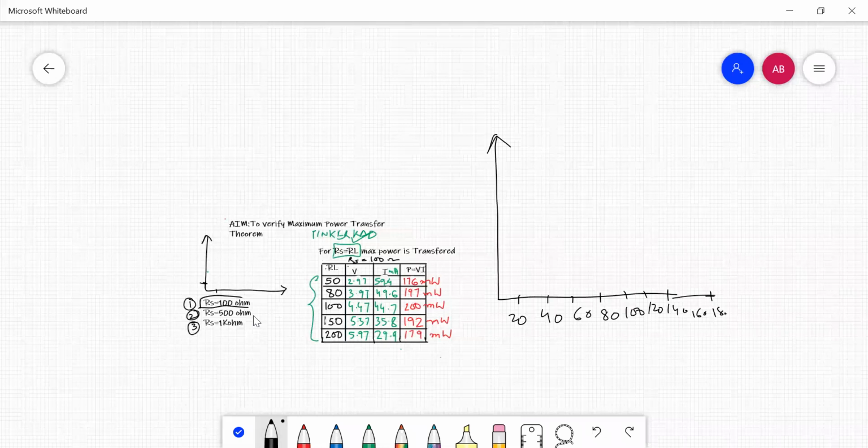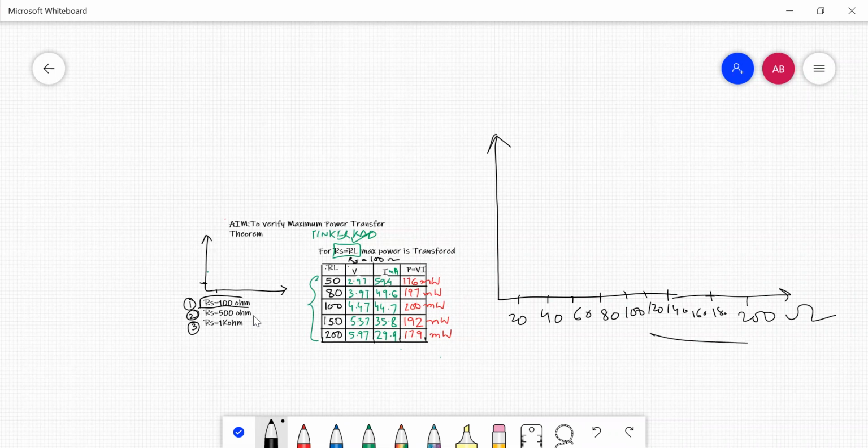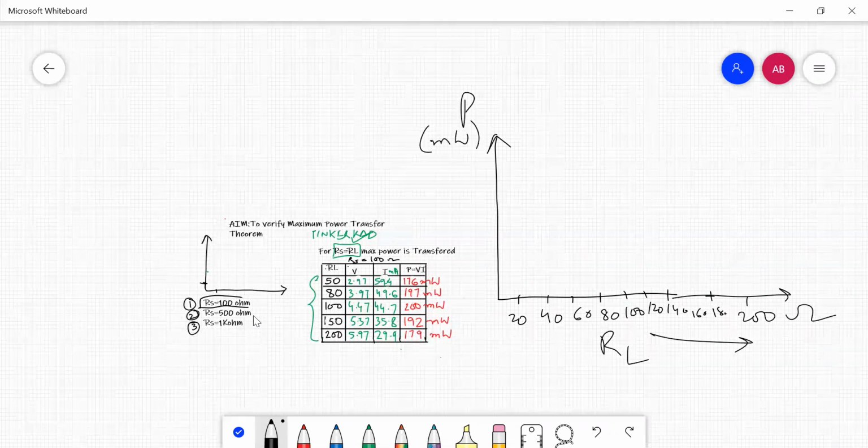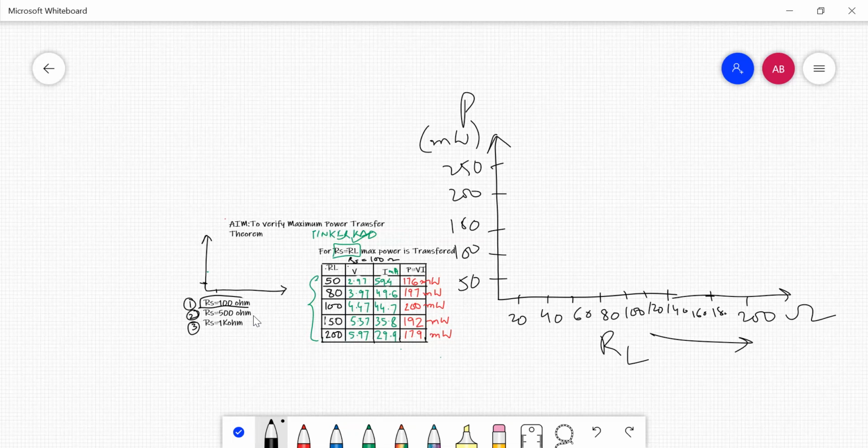So I will just mark it like this. Here it will be 200. This all will be in ohms. You will be writing here the value of RL. And on the other axis you are going to mention that it is your power in milliwatts. So you will be starting with 50, 100, 150, 200, 250.